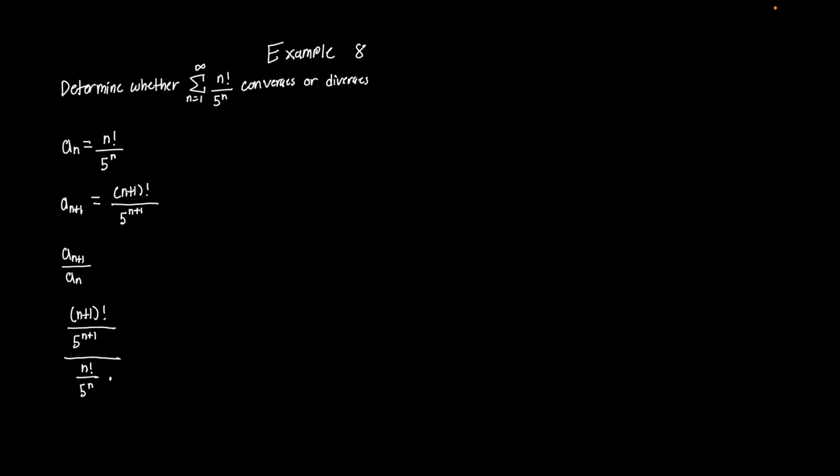So when you multiply this by the reciprocal, so we're going to multiply this by 5n over n factorial. We're going to get n plus 1 factorial over 5n plus 1. Multiply this by 5n over n factorial. Now, let's simplify. Before we start, I don't know if you remember last example, but n plus 1 factorial is equal to n plus 1 times n factorial. I explained last video why this was true.